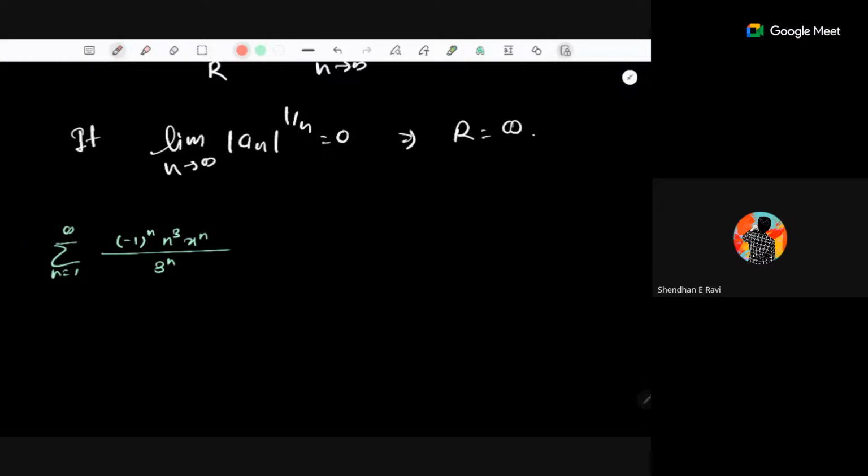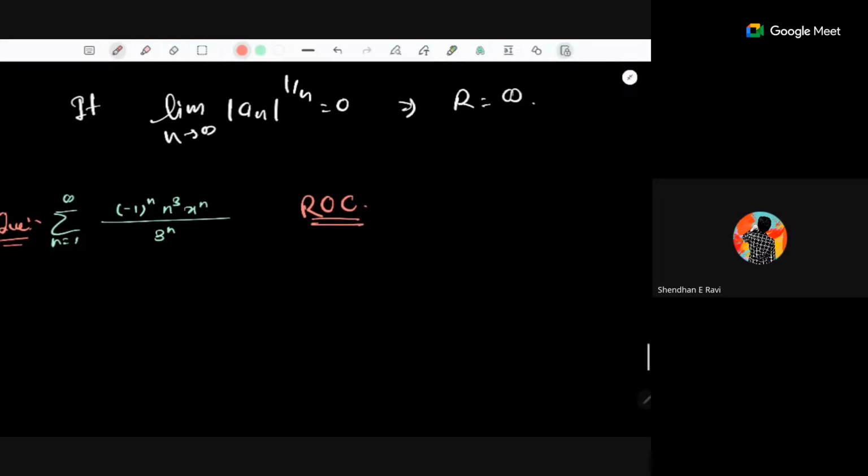So now the question is to find the radius of convergence of this particular series. Okay, so let's try to solve this one. Or else I'll give you guys 2 minutes to find the radius of convergence on your own, and then we will discuss it. Okay. So try to solve it on your own, or at least give a hand on this question.